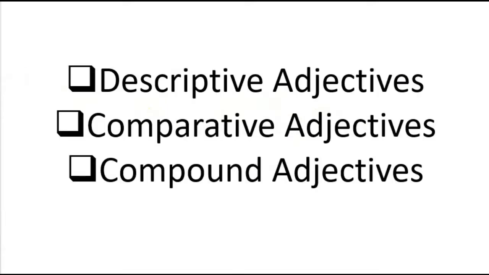At the first part, you're going to see how adjectives are used to describe things. This is called descriptive adjective. And at the second part, you're going to see how adjectives are used to compare things. And at the end, you're going to see more than one word adjective, or what we call compound adjective.